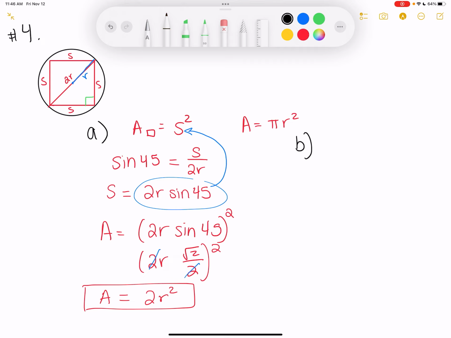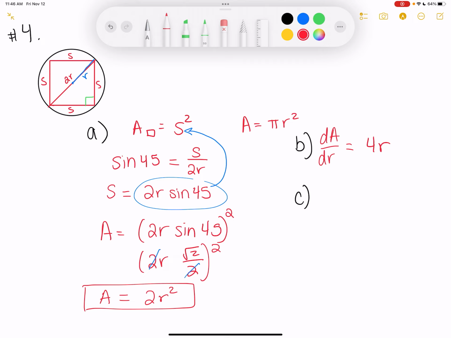Then B wants the instantaneous rate of change of the area with respect to the radius. That just means take the derivative. So what is the derivative of 2r squared? 4r.